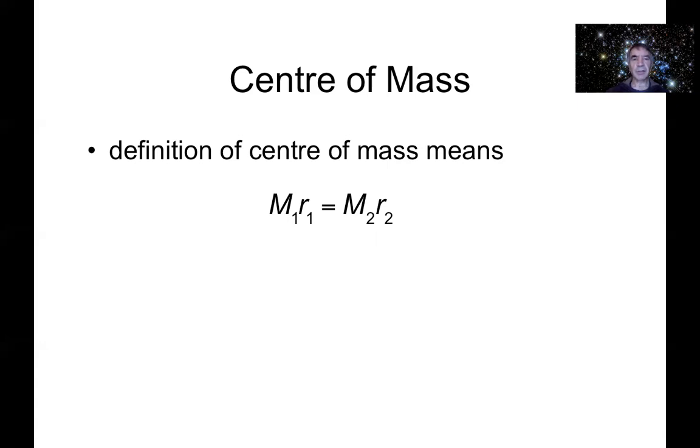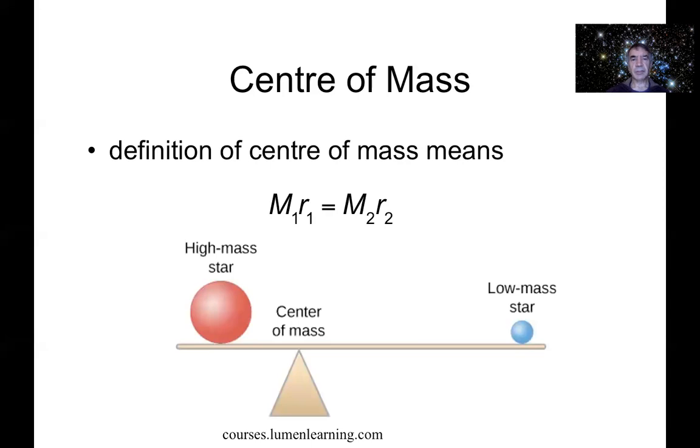You probably recognize this kind of formula because it's basically just like a pivot or a moment or a couple. All of those different terms come down to the same thing. Basically, as we saw in the animation, the higher mass star is going to be nearer the center of mass and the lower mass one is going to be further away. And so this distance R1 is related to this distance R2 by the mass ratio of the system.